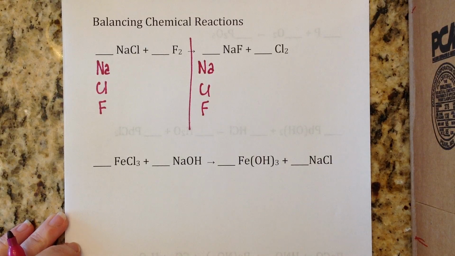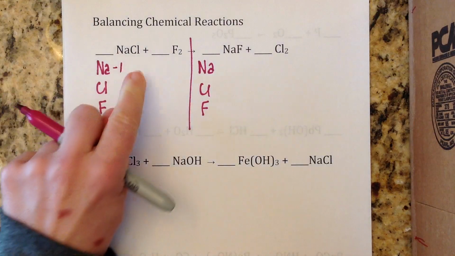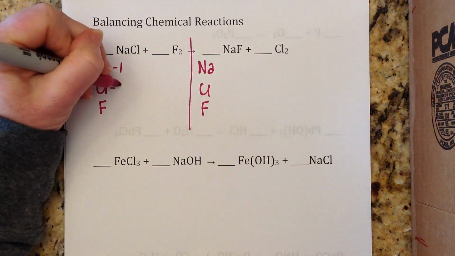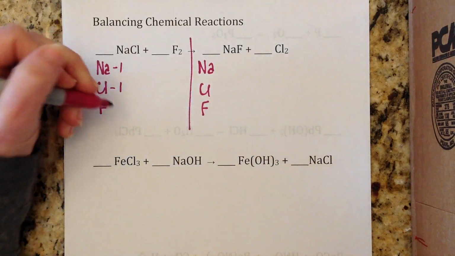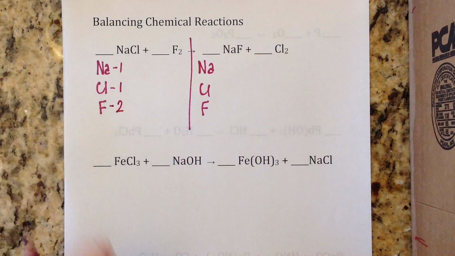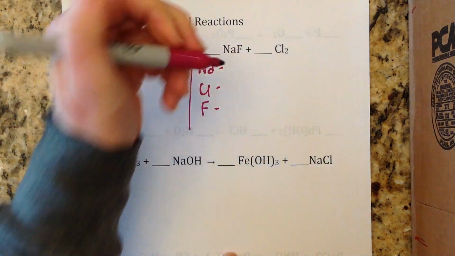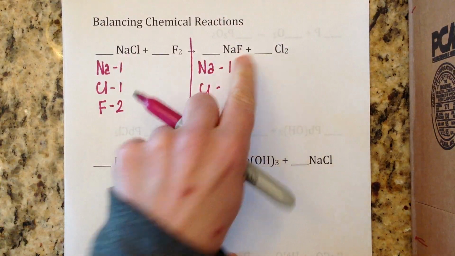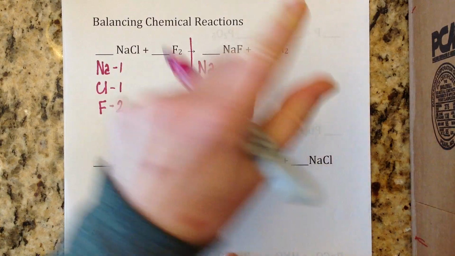So we're going to count how many of each atom we have on each side so we know what we're working with. I have 1 sodium, I have 1 chlorine, and you see that 2 right there? That means I have 2 fluorines. Okay? Now on this side, I have 1 sodium, 1 fluorine, and 2 chlorines.